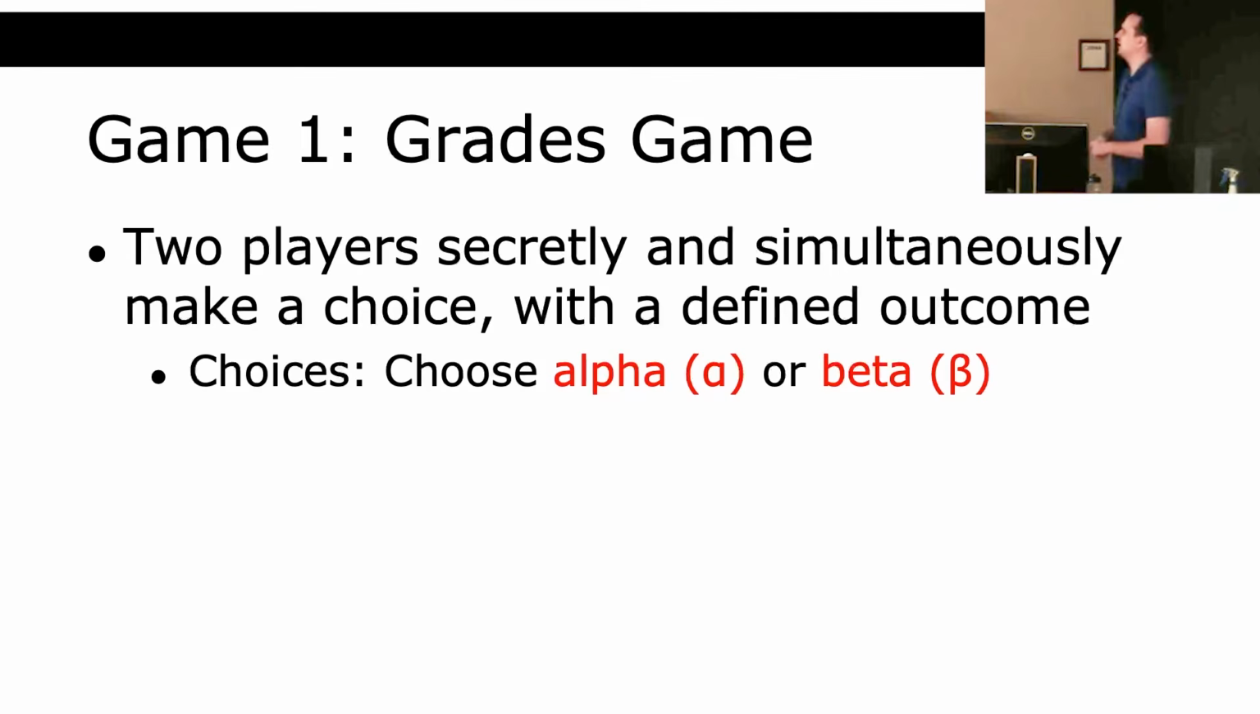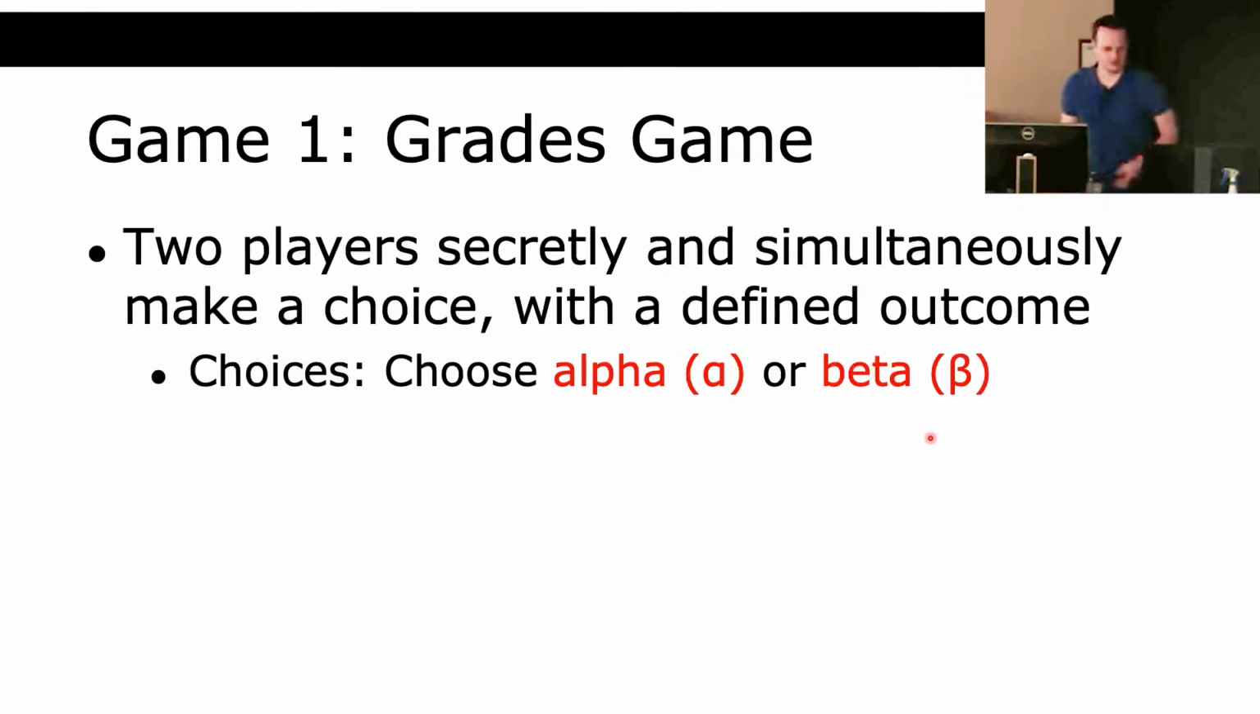So here's the grades game. 2 people secretly and simultaneously make a choice with a defined outcome. So you and some unknown partner are going to make a choice. The choice is between choosing alpha or beta. And alpha and beta have absolutely no bearing to any real life decision. They're just 2 symbols that I could assign to choices. Okay, so alpha's not better than beta or anything like that.